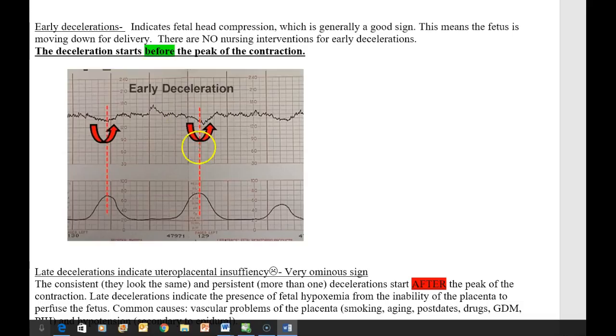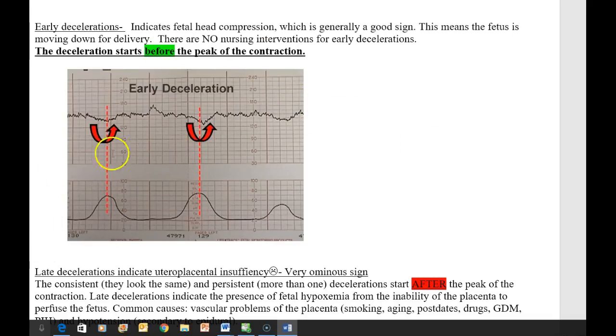You can see this one started prior to the peak of the contraction. All this is head compression. When the baby's head is pushed down into the pelvis and gets the vaginal squeeze, it creates a vagal response and the heart rate goes down. After the contraction, when the baby has not been pushed down further, it will let up, and that's how we know it's simply straightforward head compression.